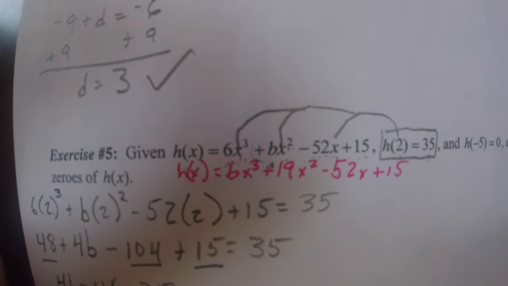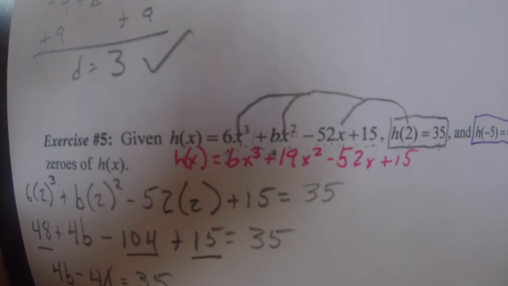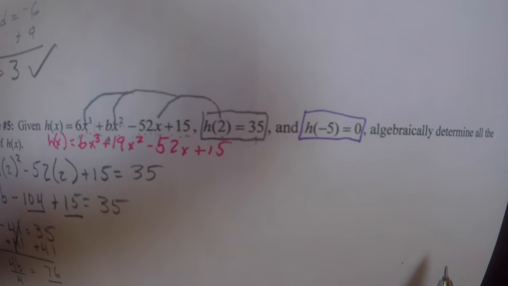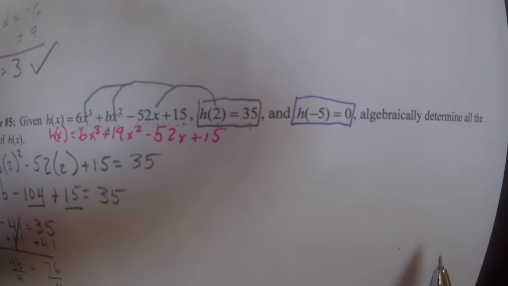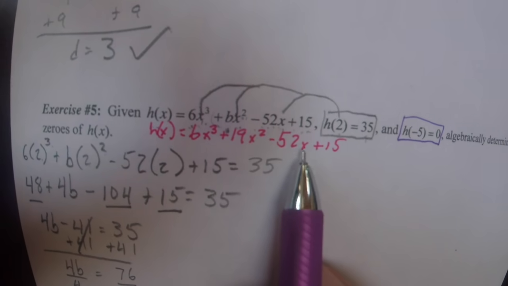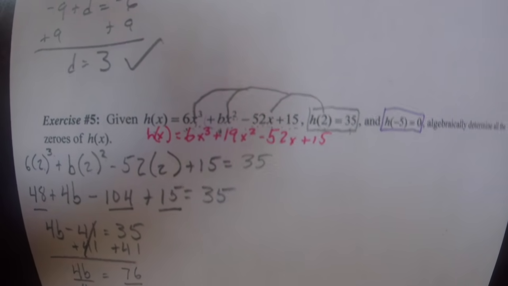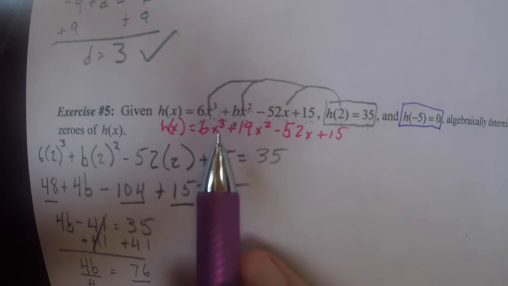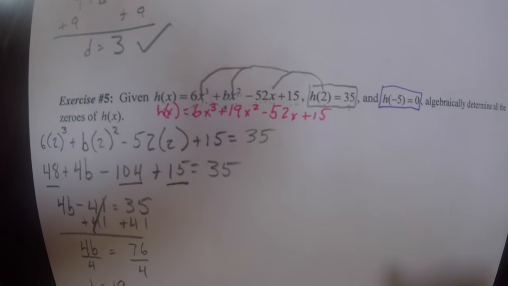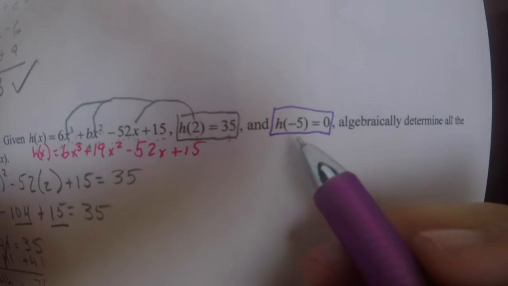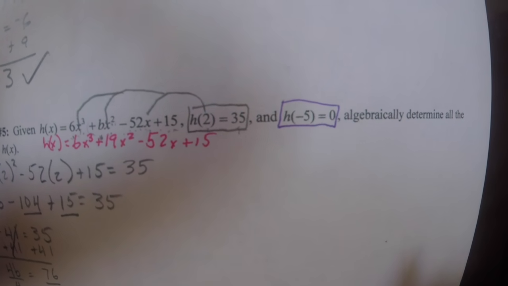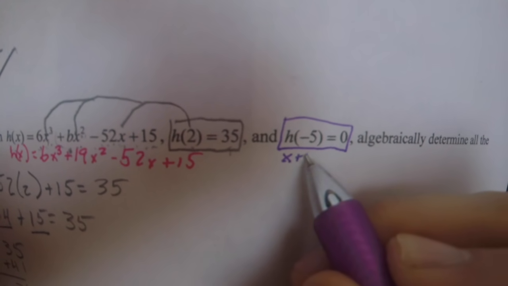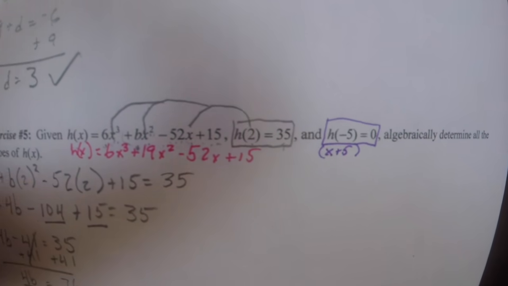Let's jump over to this piece of information. H of negative 5 equals 0. That means when I plug in negative 5 into the function, I get 0. It also means, what would be a factor of this function? If h of negative 5 is 0, remember the opposite would be the factor, if I were to work backwards. That means that x plus 5 is one of the factors of this function.